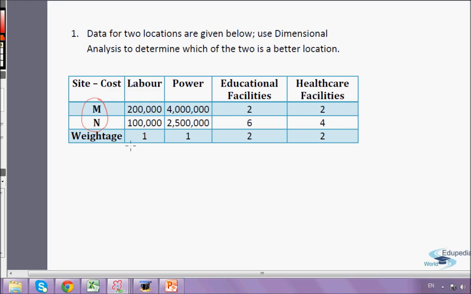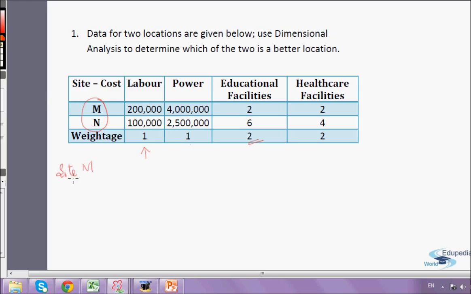And when we compare the weights, the first factor is 1, the second factor is also 1, the third factor is 2. This signifies that this factor is of double importance compared to the first or second factor. Similarly for healthcare facilities, again the weight here is 2. So let's compare and find the ratio of site m by site n.